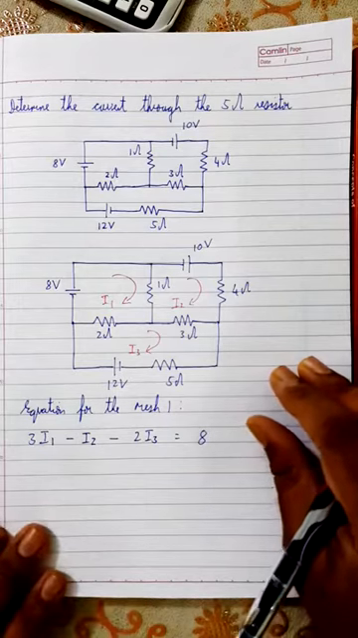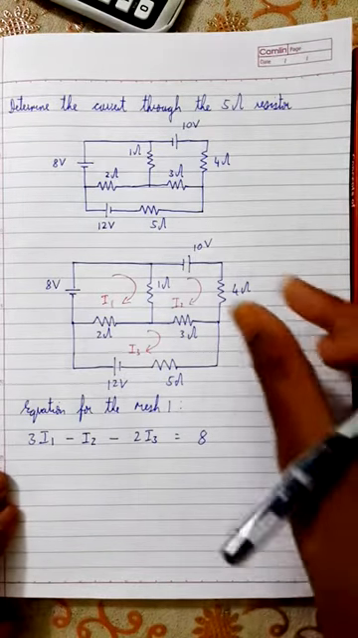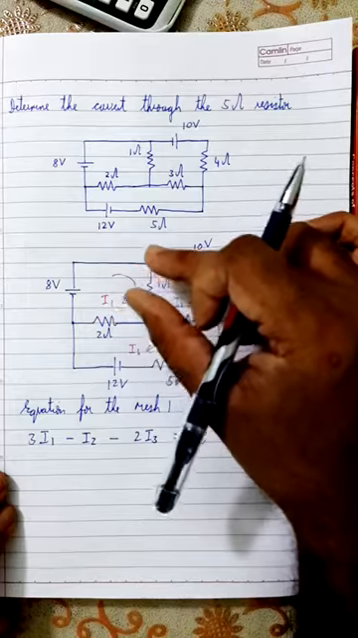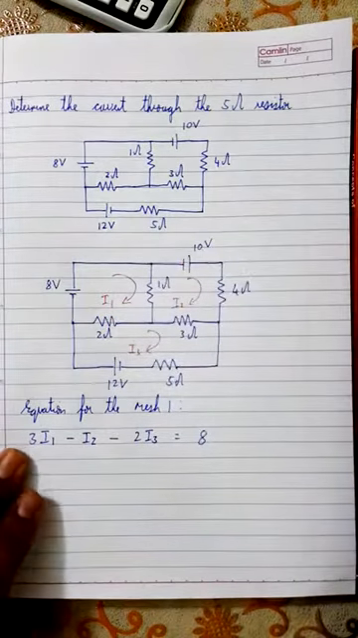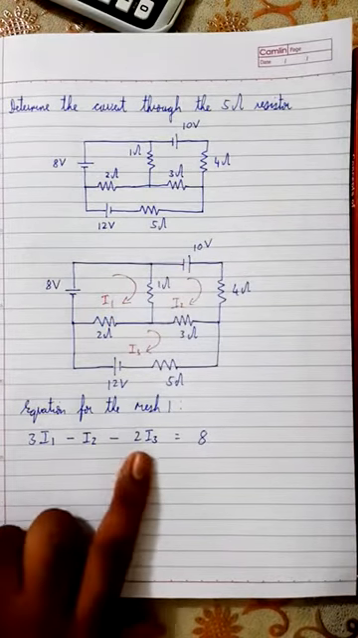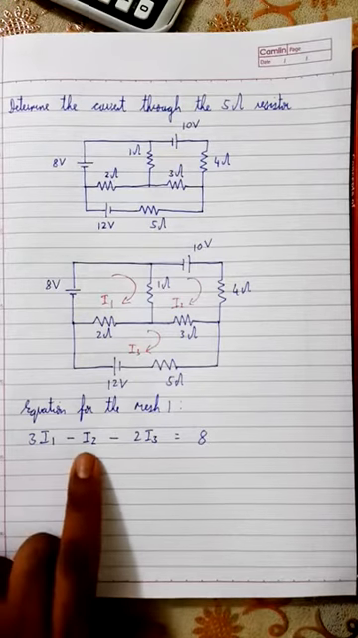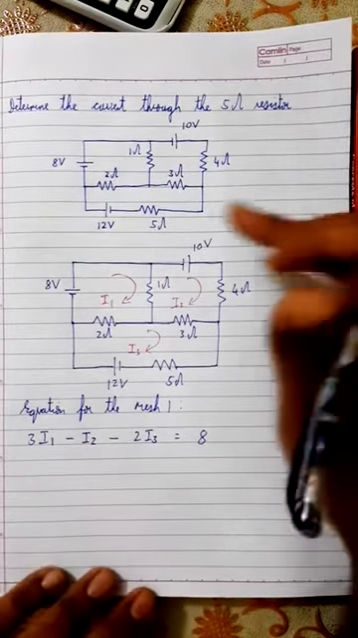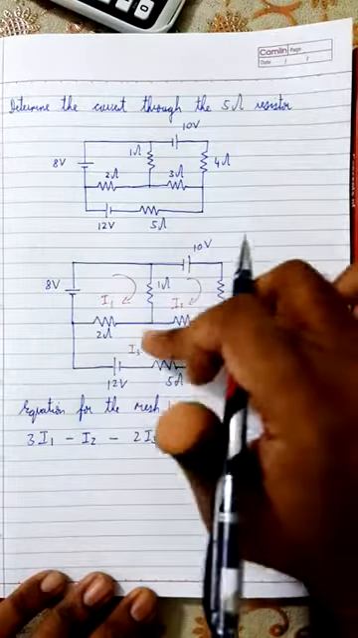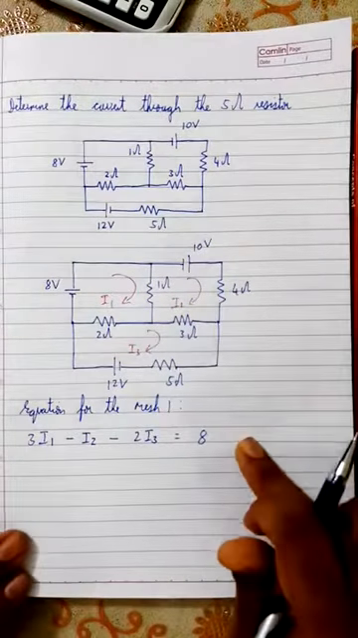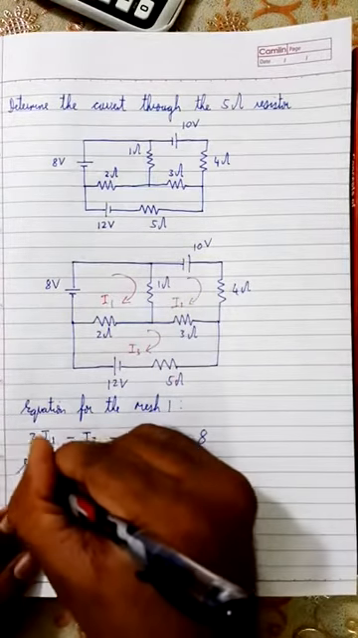Like I said before, whichever mesh current you are writing, that corresponding current will be positive, and the remaining currents will be considered negative. That is why I1 is positive and the remaining currents I2 and I3 are negative. That is the benefit of marking every current in the same direction.